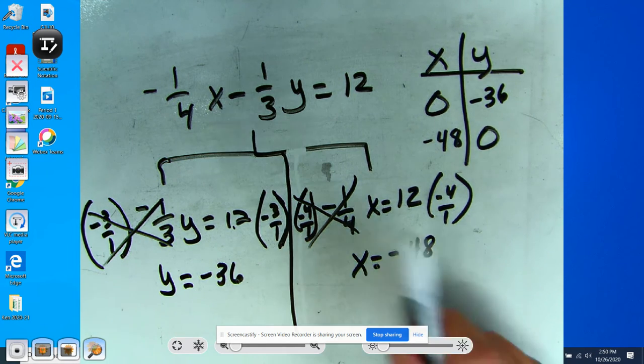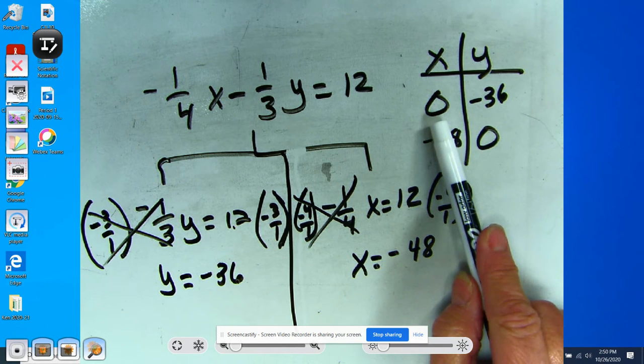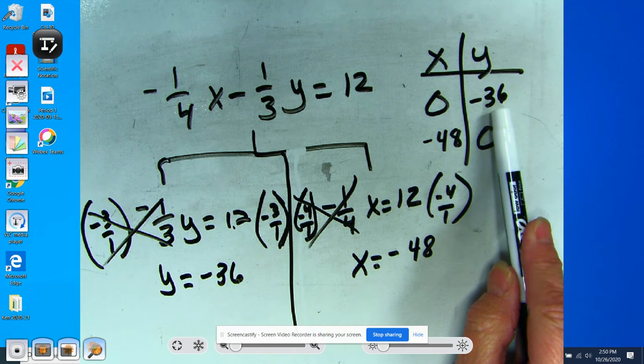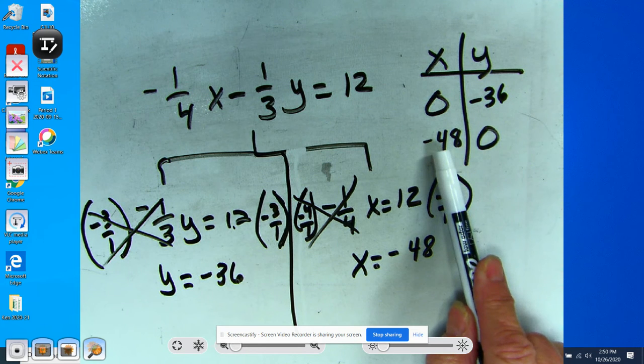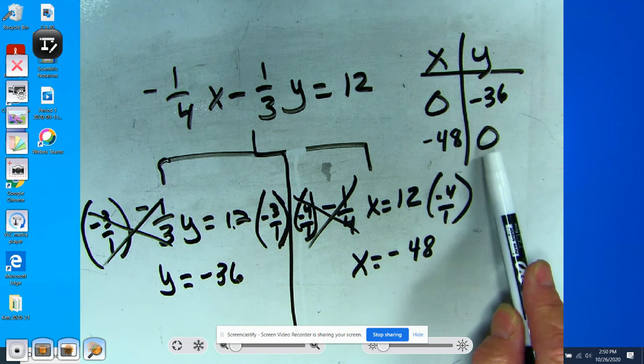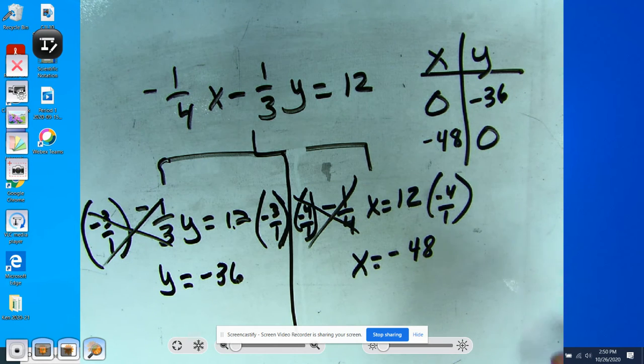Then you would graph it. Right 0, down 36. Left 48, up 0. Okay? Big numbers, not easy to graph. But in this case, all I asked for was what the intercepts were.